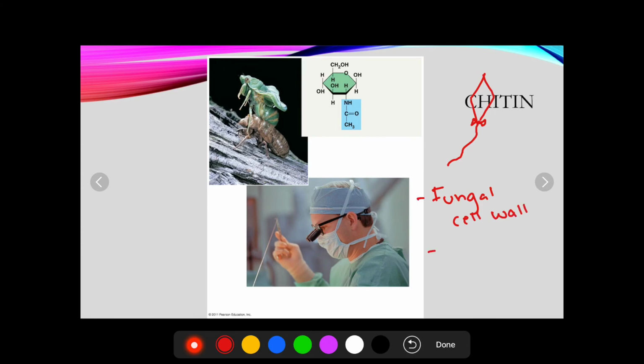In addition to fungi using it, so do animals. Animals use it as their exoskeleton. In other words, when you squish a bug, what you're really breaking is the chitin bonds and squishing its intestines.